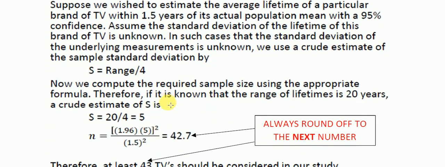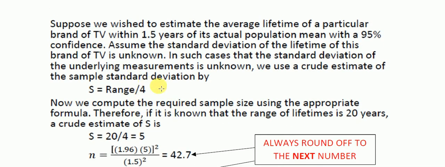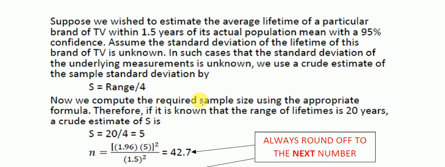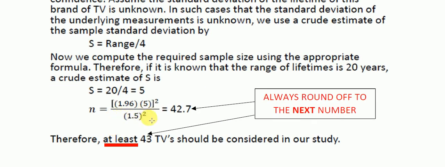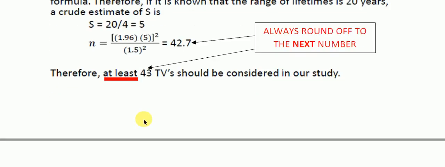Then the question states within 1.5 years of its actual population mean, and then what we have as our d value over here is 1.5, and then we take a square. So that's how d value works.